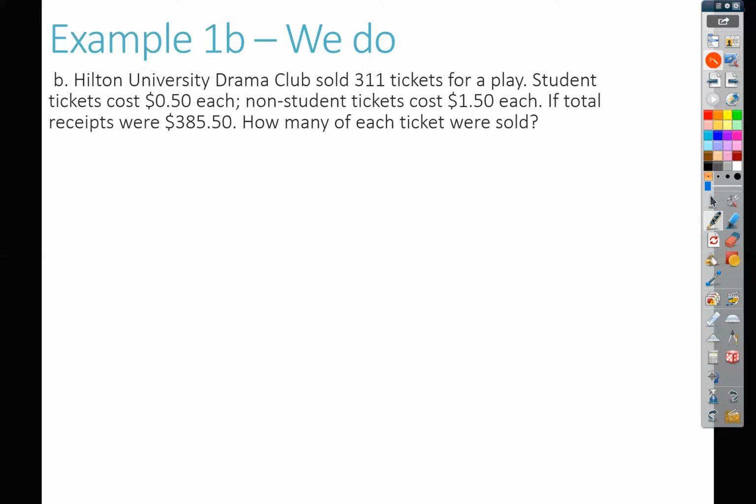So remember, we're doing systems of equations, right? So what you're going to do when you do this is you're going to write the cost in one equation and the total quantity in the other. Money in one, total quantity in the other. So students and non-students, they sold a total of 311 tickets.